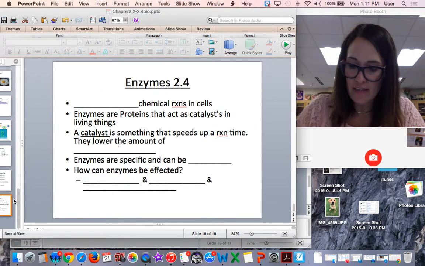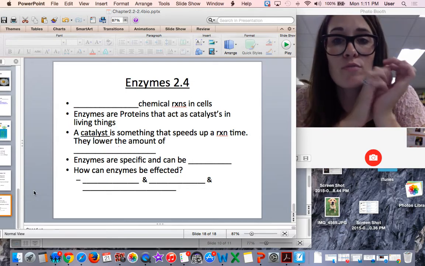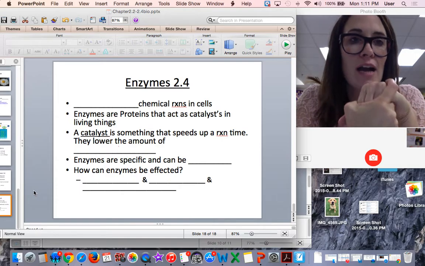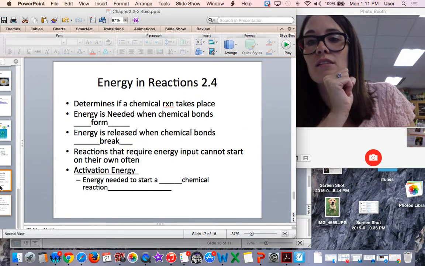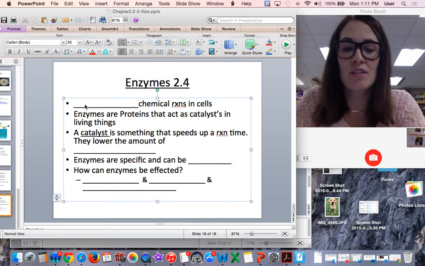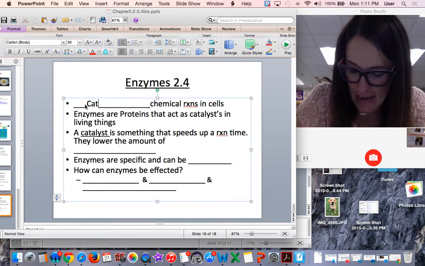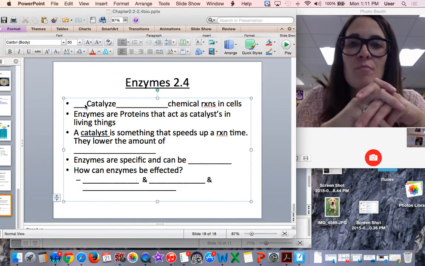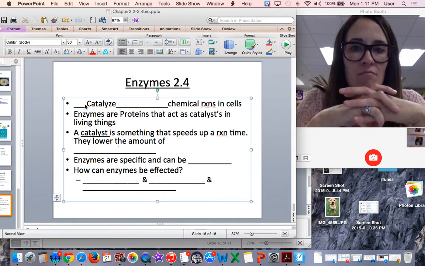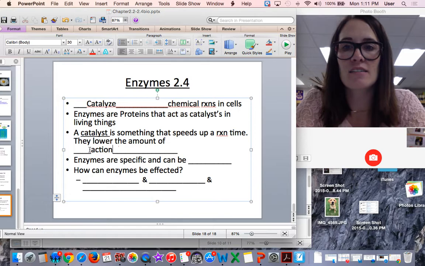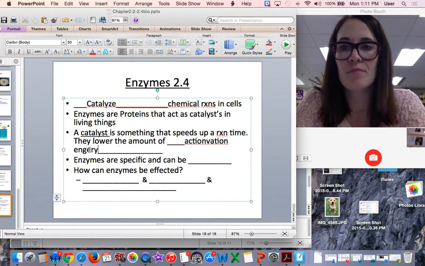You have these cool things in your body. These are a type of protein called an enzyme, and they actually speed up the chemical reactions by lowering the amount of activation energy needed. So enzymes can do what's called catalyze chemical reactions. A catalyst is something that just speeds up the reaction time, makes it go quicker, and they do that by lowering the activation energy.